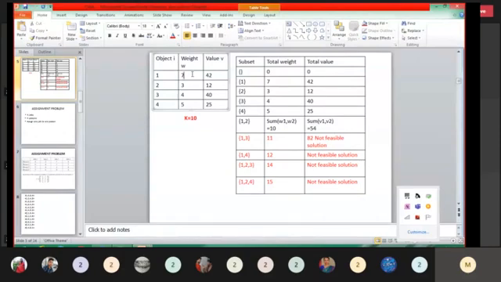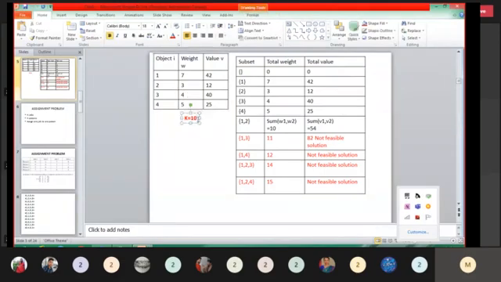Now the weight and value of object 1 is 7 and 42. The weight and value of object 2 is 3 and 12, and of object 3 is 4 and 40. The weight and value of object 4 is 5 and 25, right? So total capacity is 10, K equivalent to 10. These are your inputs.